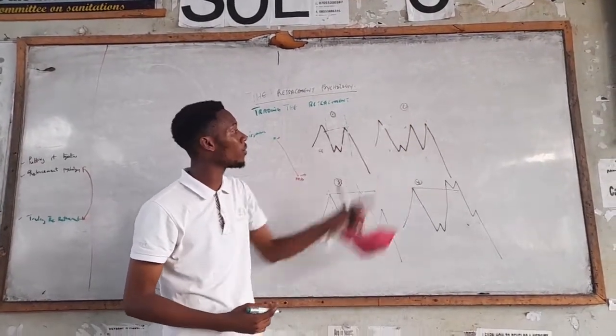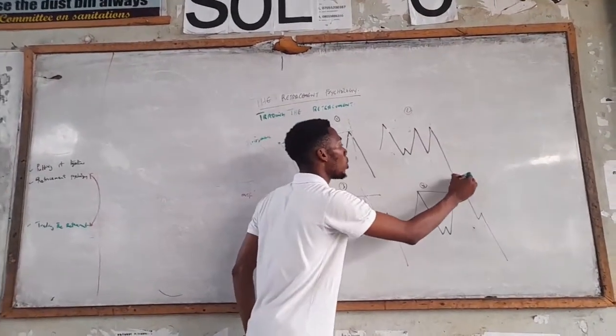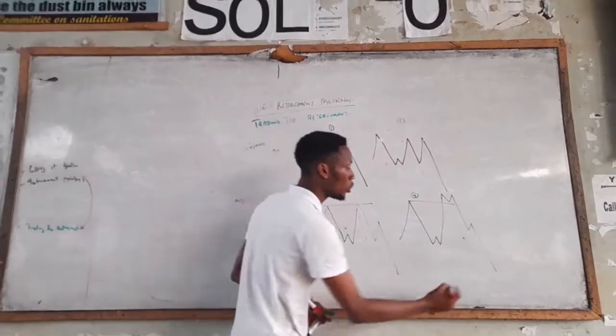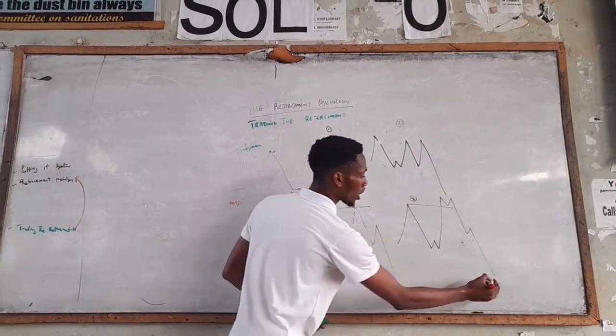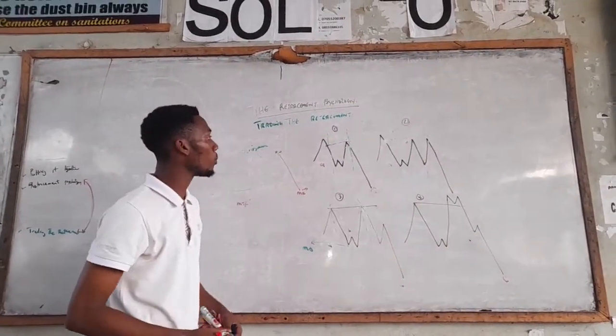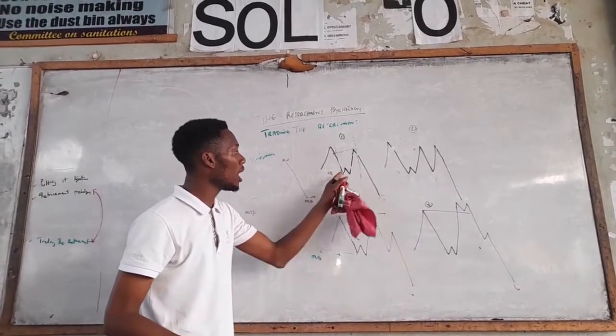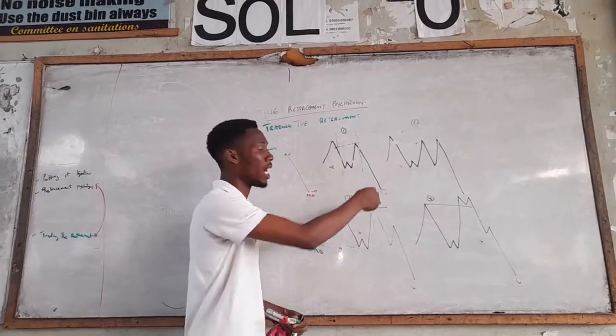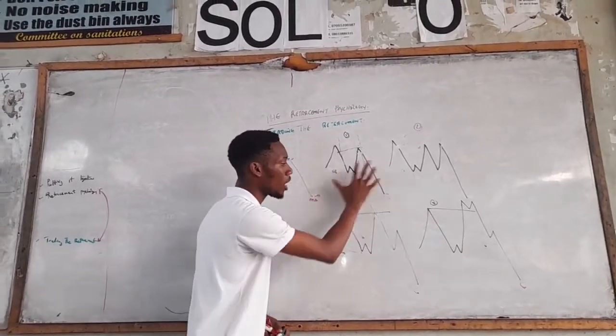And after that, they will now draw to give us our phase C, which is always the target region. This is what they do. This is how they will come. Phase A, B, C. That's why I said every retracement comes in A, B, and C. Now, these are the 4 styles of retracement.